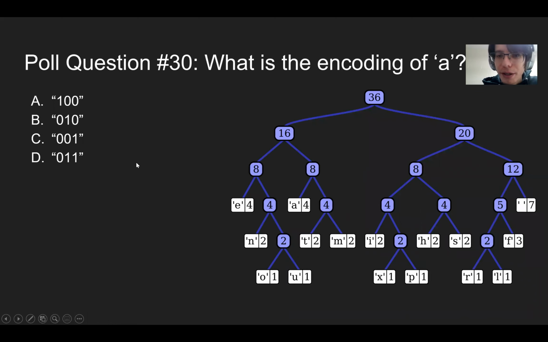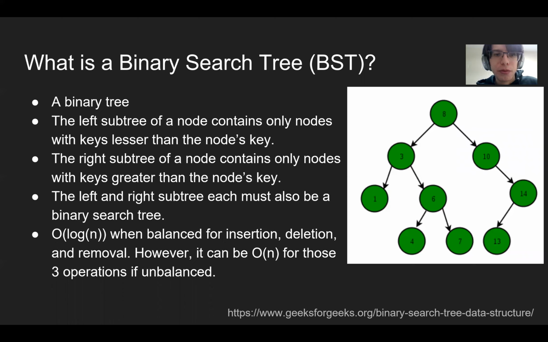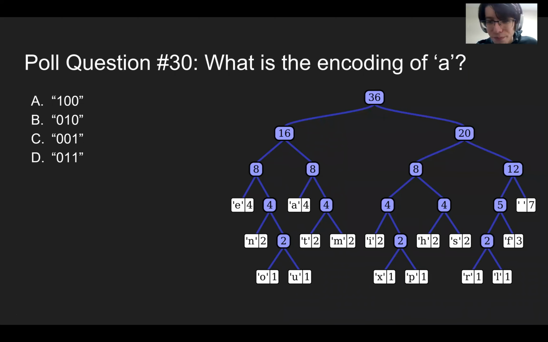Okay, so proposition number 30. Really at 30? No, it should be 24, but okay, whatever. What's the encoding of A? This is a Huffman tree. So give me a second, try and think about it.